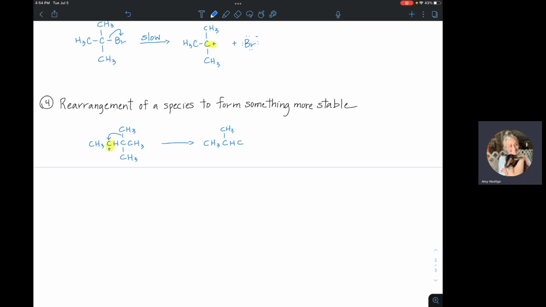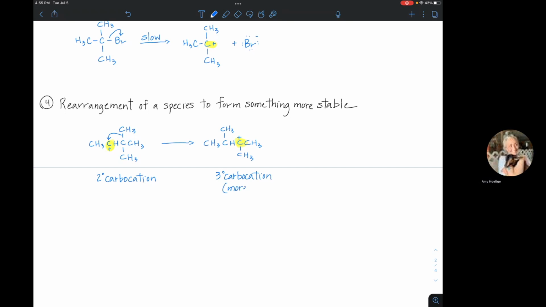When that happens, this carbon, but notice the difference. That's a tertiary carbon. It has 3 R groups attached to it, whereas the other carbocation only had 2. So over here, we have a secondary carbocation, and over here we have a tertiary. And this is more stable. It's lower in energy, in other words.